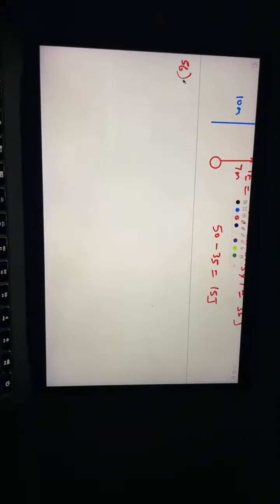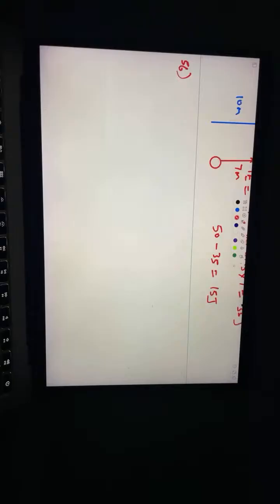Question 56, we have a block and tackle system used to lift a load of 30 newtons through a vertical height of 15 meters. If the efficiency of the system is 60%, how much work is done against friction? So in this case, we'll be using the fact that efficiency is work output over work input times 100%.